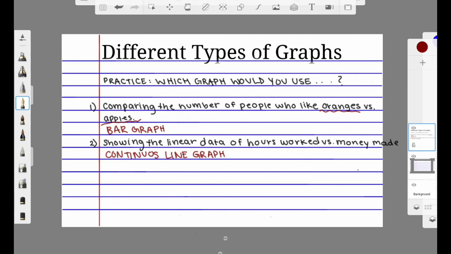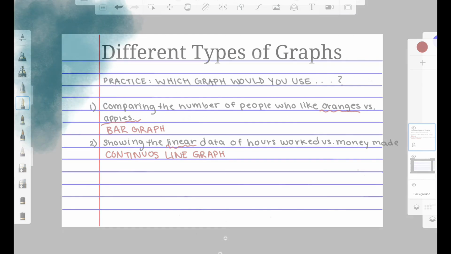The second one is showing the linear data of hours worked versus money made. Now, since it is linear, that means that the data will have the same slope and it will come out to be a straight line, and therefore it would be a continuous line graph.